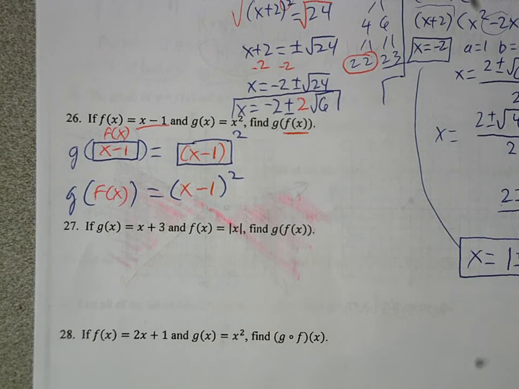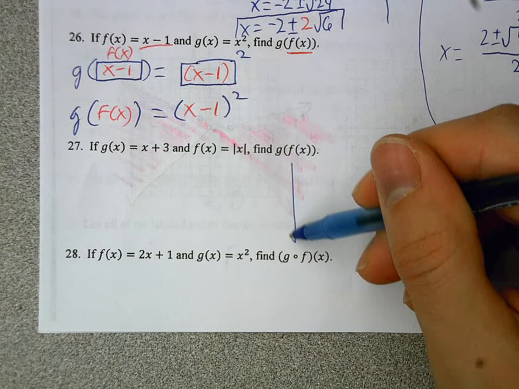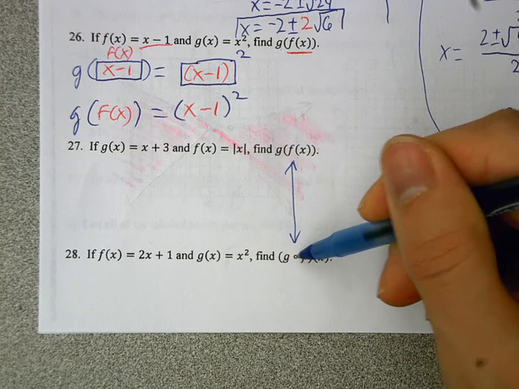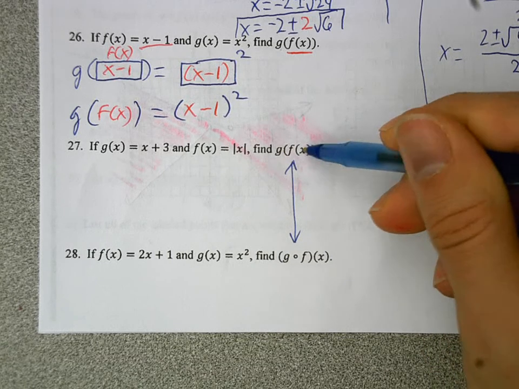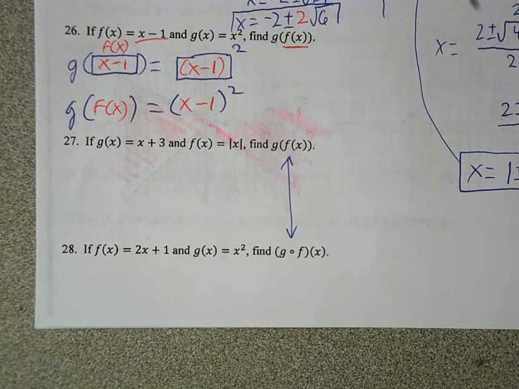I want you to try 27 and 28 knowing that these two mean the exact same thing. This g of f of x means g of f of x. These are the same thing. It's exactly what I did on 26. 2 minutes for you to do 27 and 28. And go.